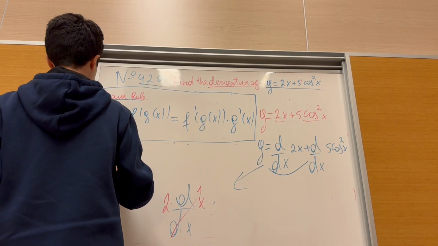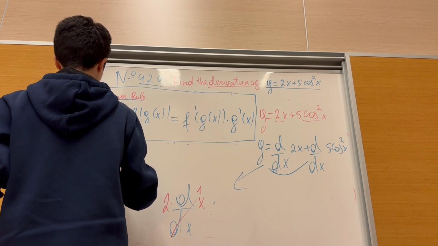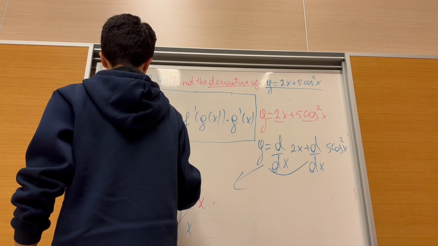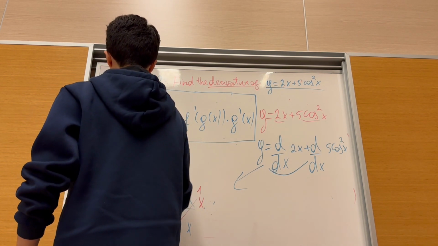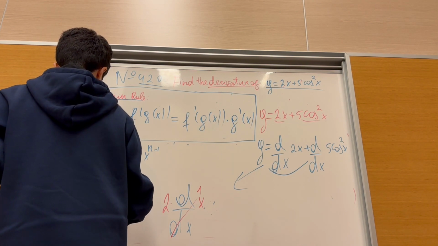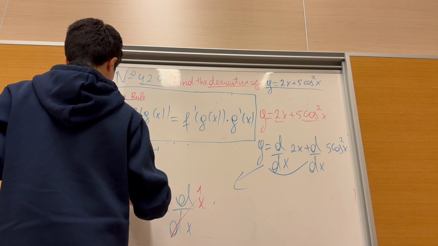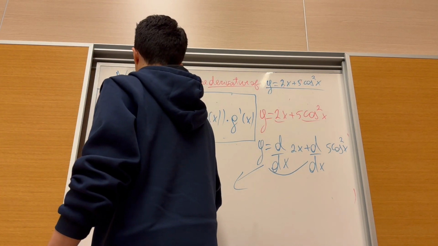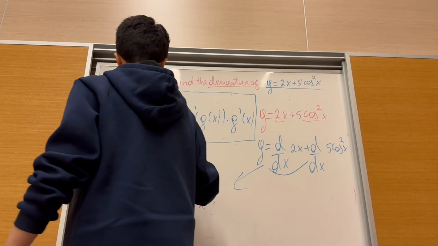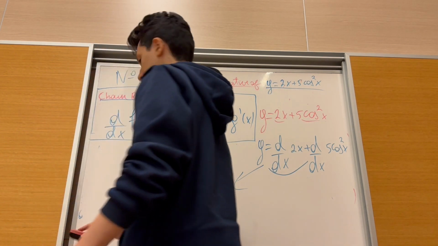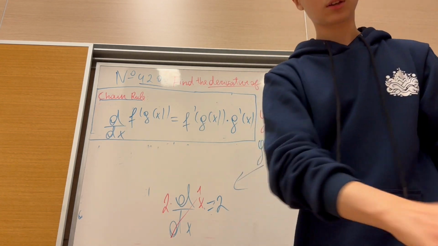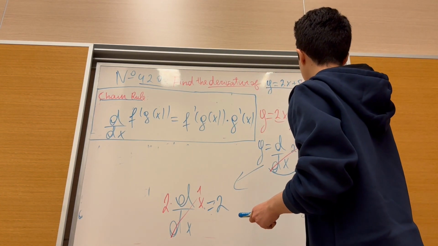We know from the power rule that the derivative of x^n with respect to x is n multiplied by x^(n-1). Then the derivative of x^1 will be 1 multiplied by x^(1-1), which is x^0. x^0 is 1, so it's 1. Excellent, we proved that it's 1. So that will be 2. Yes, we can write 2 instead of it.